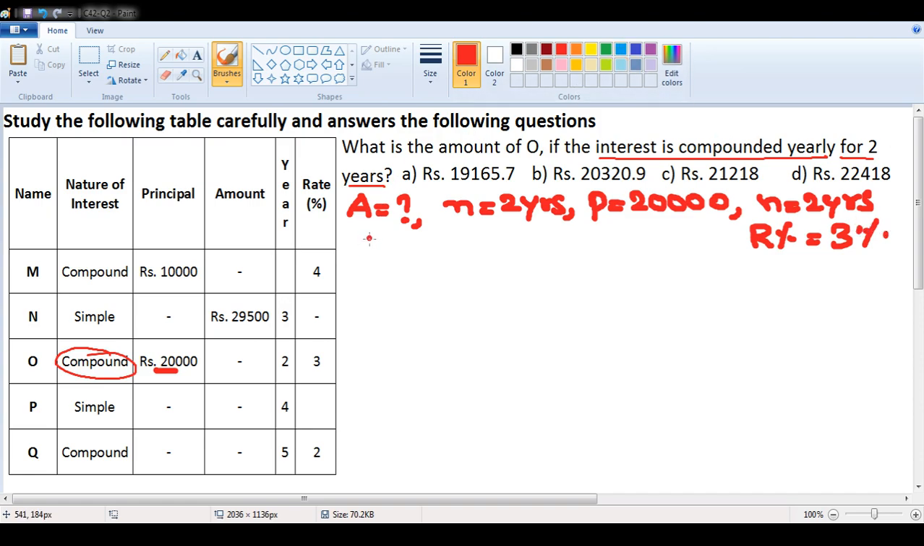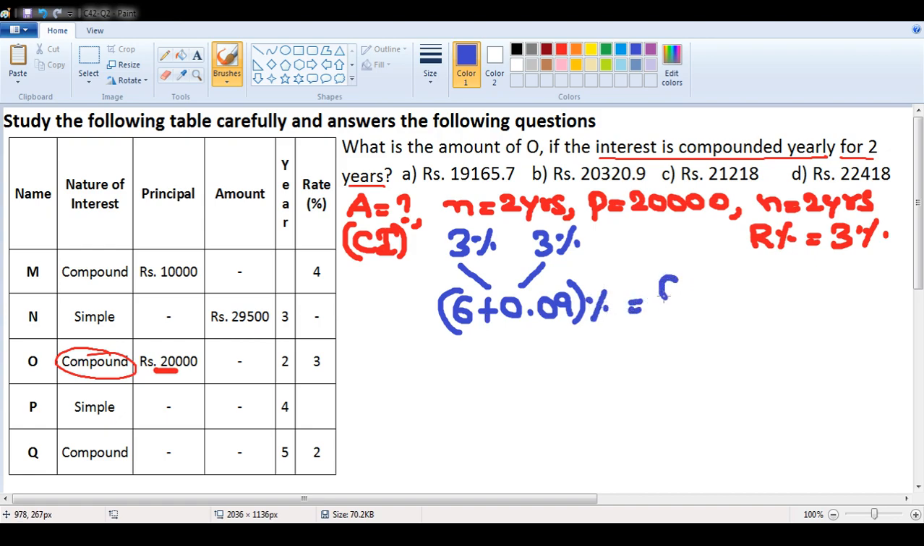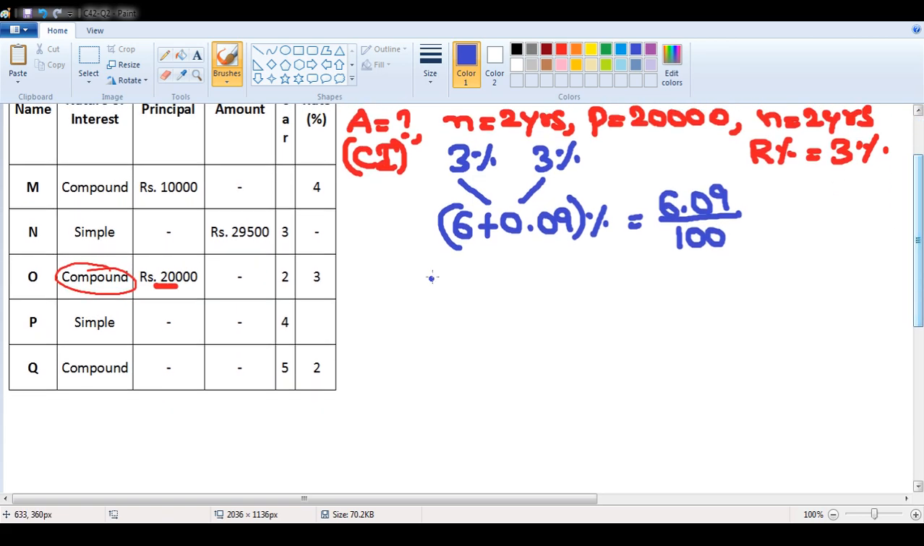Now because it's a compound interest question, rate of interest is successive. So 3 percentage for 2 years means write down 3 two times. A plus B, 3 plus 3 is 6. A into B, 3 into 3 is 9. 9 by 100 is 0.09. So total rate of interest is 6.09 percentage, 6.09 by 100. That means if the principal is 100, I will give you 6.09 rupees extra, right? Compound interest will be 6.09.